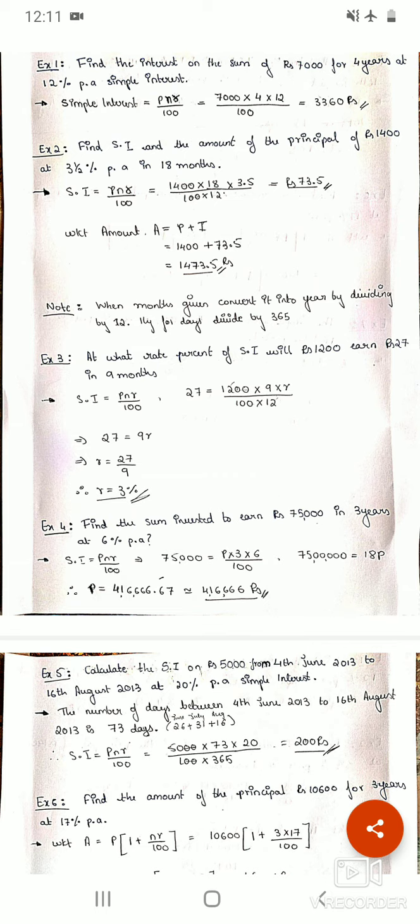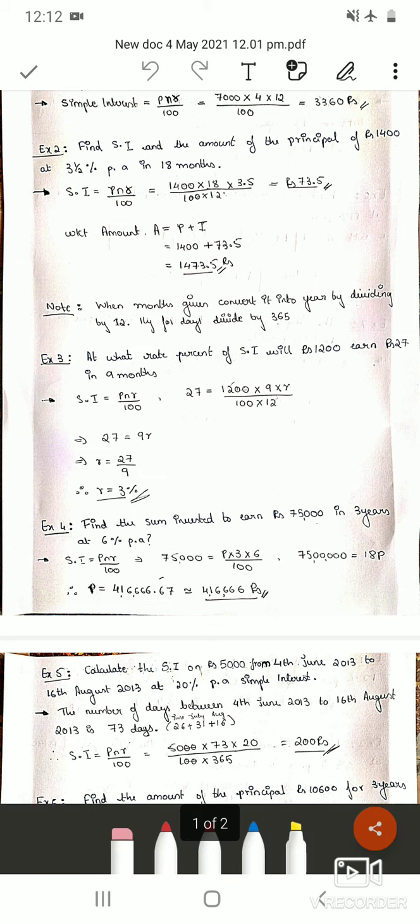It will usually be in years. So in this first problem it is very clearly given the sum, that is the principal, is 7,000, n or t is 4 years and rate is 12%. So we will substitute this in the formula. We will get 7,000 into 4 into 12 by 100. Therefore the simple interest is 3,360 rupees. So if you invest your 7,000 for 4 years, you will get rupees 3,360 with 12% interest.